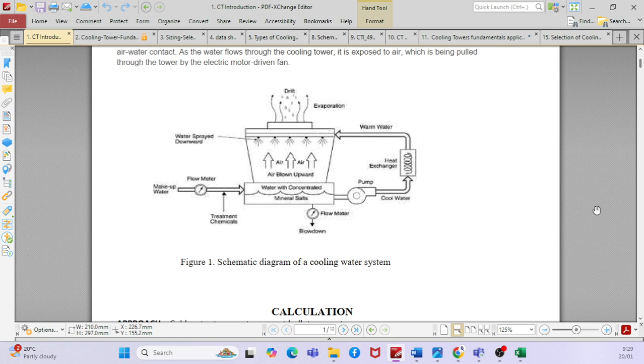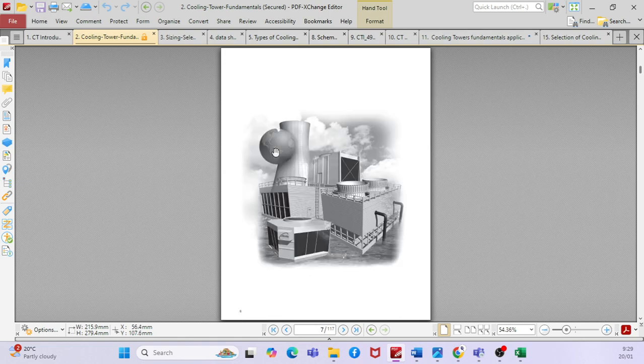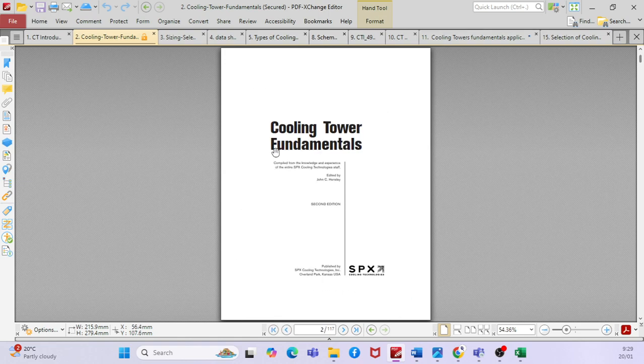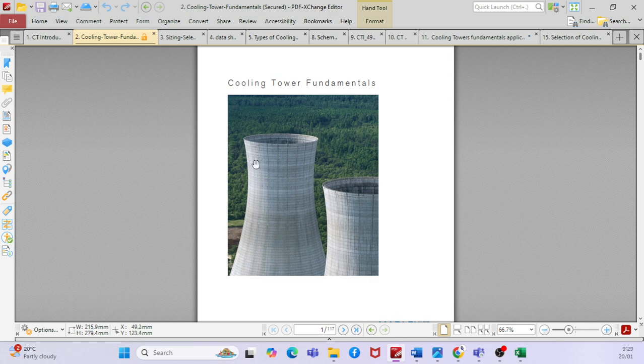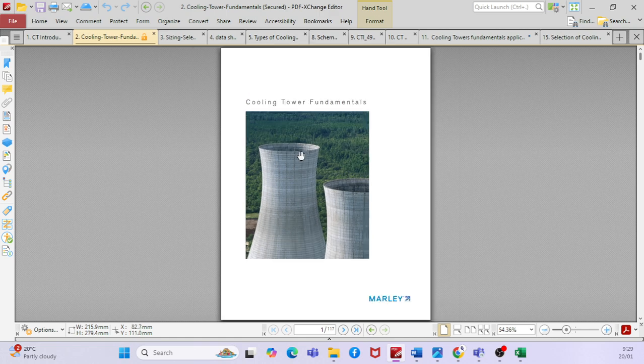It is called basically the industrial projects. Like the plant rooms. Maybe you can see some of the pictures. You can see this picture. It's a very large tower.